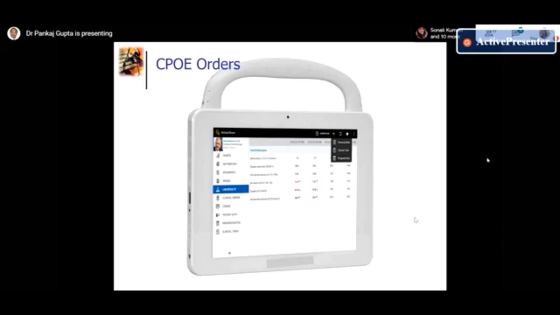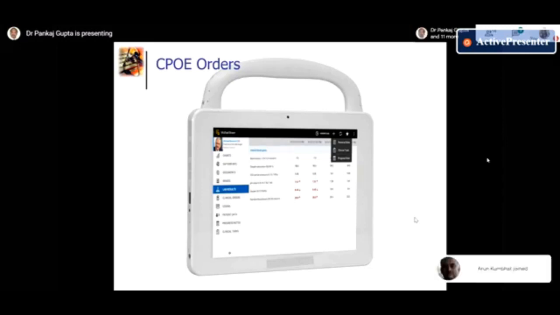Okay. So how does this work? Orders are given by clinicians on a tablet, which is a medical grade tablet. This is a picture of a medical grade tablet. These are special hardware which can be sanitized. They can undergo a complete infection control procedure, and nothing happens to them even when they are autoclaved and all that. So that's the medical grade tablet.